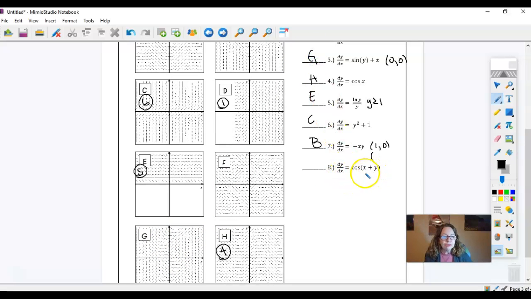And then let's go to cosine. If we try (0, 0), that would be the cosine of 0. Our slope would be 1. So at (0, 0), that little slope right there is 1. All right, so how in the world did we do all that? We kind of did a guess and check and kind of an analysis with it.